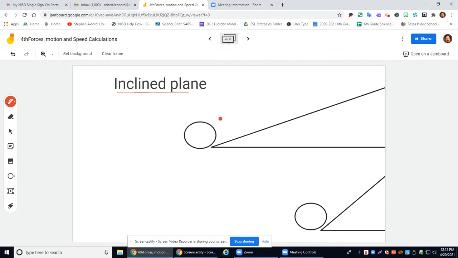So the question is, and this is a test question on the benchmark, guarantee you'll see it, which one of these would require the least amount of force? Here I have a ball that's going to move a long distance, and here I have a ball that's going to move a short distance. You can see that this one's going to move a lot further. If these balls have the same mass, the first one is going to require the least amount of force.